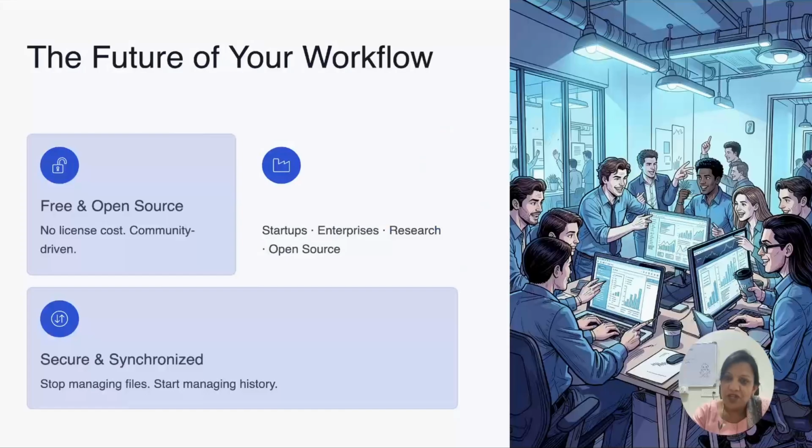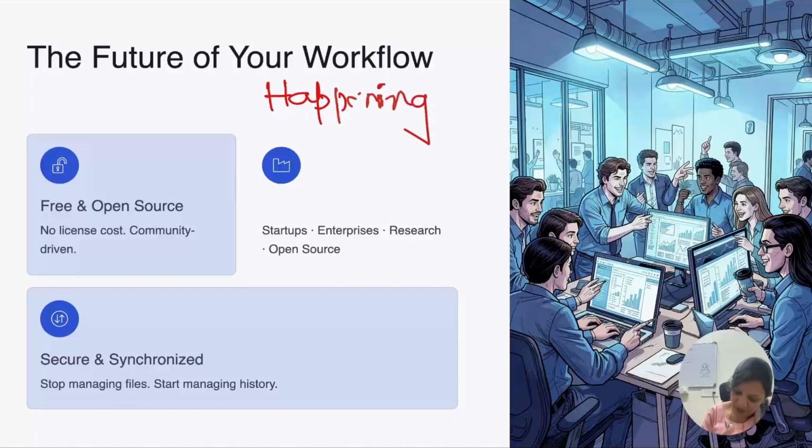Okay, so what does the future workflow look like? I need not call it a future workflow. It is happening now, as we have understood that Git can scale from solo to enterprise. It can scale from a small degree level project to enterprise level project deployment. So the future workflow is not the future, it is the workflow which is happening. How is it happening? It is happening from solo to enterprise levels because it is free and open source.